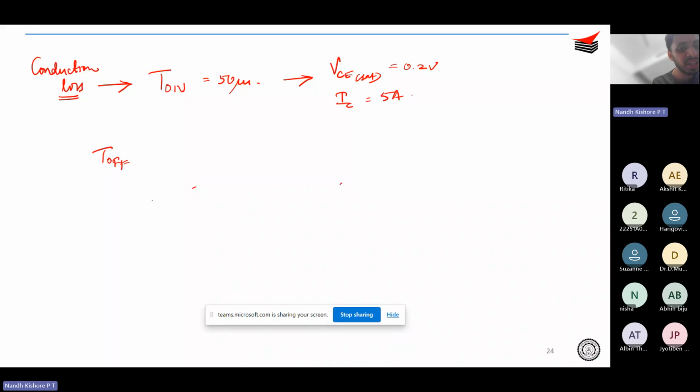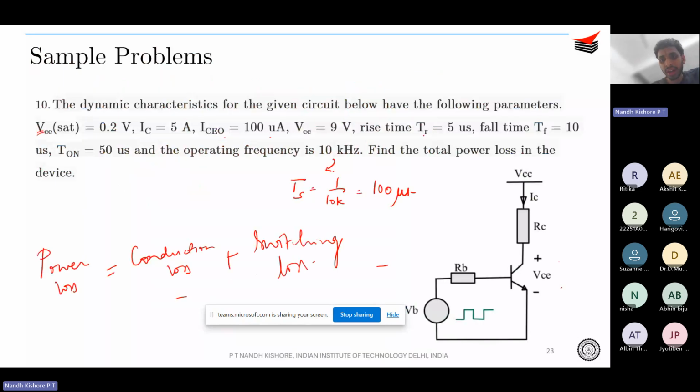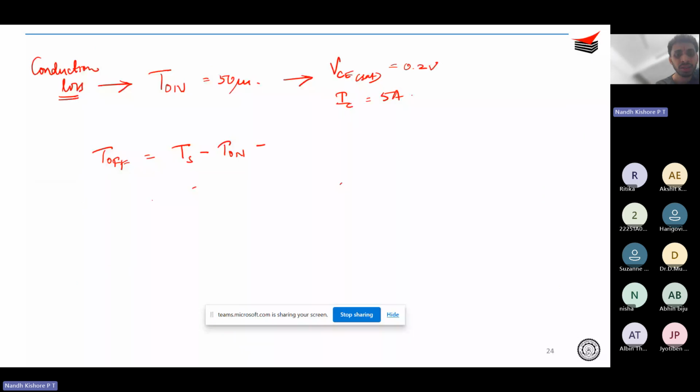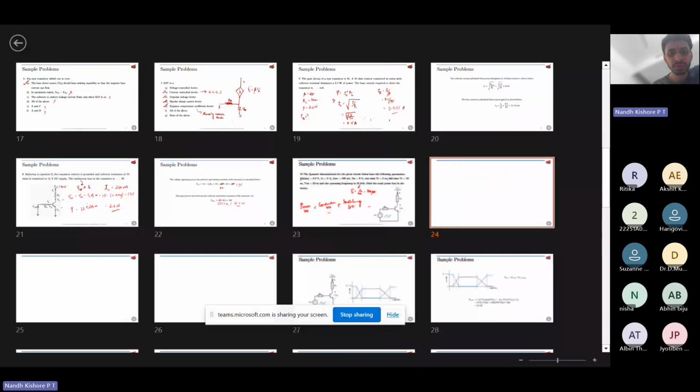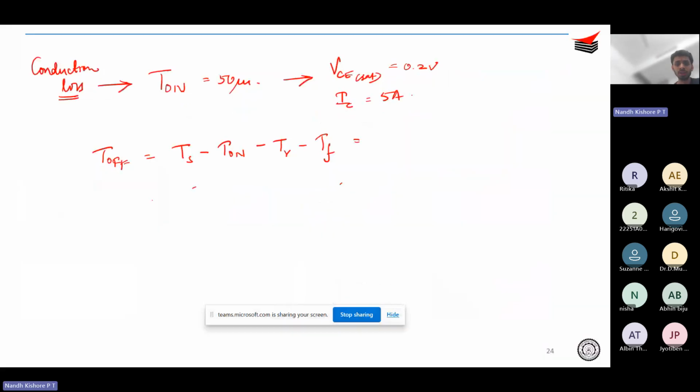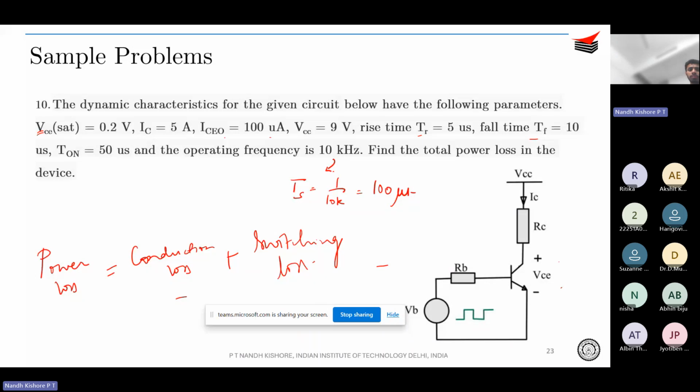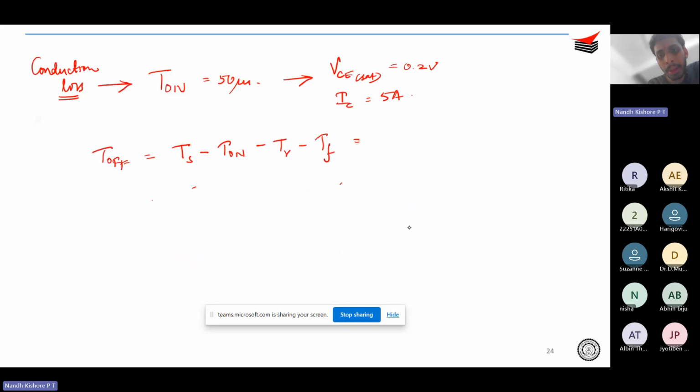Your T off period is going to be total time period minus T on. Not only this, you also need to remove your rise time and fall time, that is minus TR minus TF. How much is this? TS is 100. So 100 micro minus 50 minus 15, so 50 minus 15 is 35 microseconds. So during this 35 microseconds, your VCE is going to be equal to VCC.